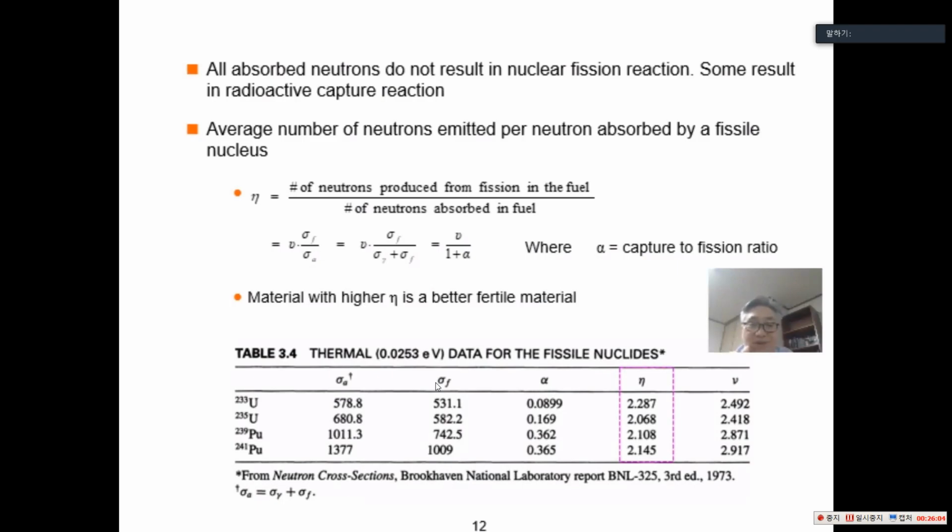Okay, so table 3.4 is repeating. We have to understand what is nu and what is eta. Nu is neutrons coming out from fission. Eta is neutrons coming out from absorption. Okay.